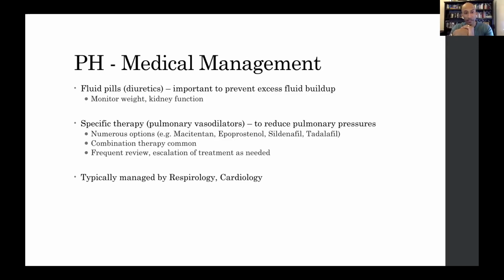There's multiple different classes. There's a few listed right there. Just like systemic blood pressure, so blood pressure in your arms or your legs, combination therapy is common, and in fact, it's encouraged. So with this type of management, it's important to review patients frequently with escalation of therapy very quickly. And data recently has shown that it's important to aggressively escalate medication. You want to get people with pulmonary hypertension as asymptomatic as possible with an escalation of medications, and outcomes tend to be a bit improved in that situation. So these patients are typically managed by respirology and cardiology.